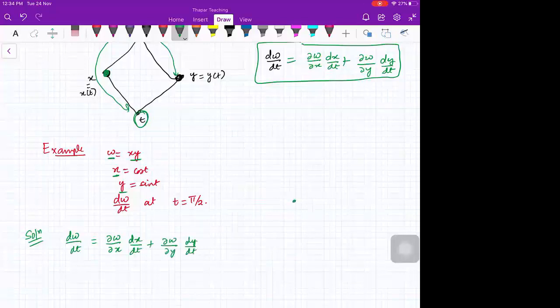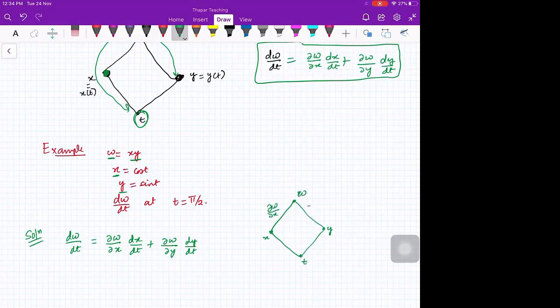So you can just draw it here that we have w, which is a function of x and y, right? And then x and y, they are the function of t. So you have curly w by curly x here, curly w by curly y here. Here, because you have only one variable, you have dx by dt here, dy by dt here.